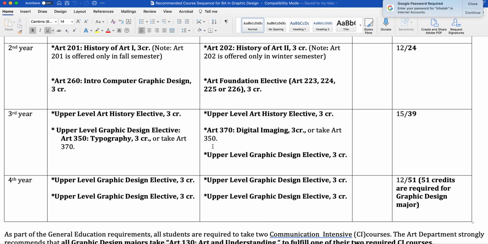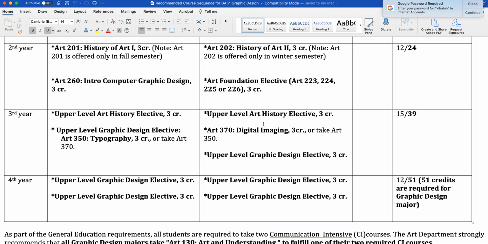Those students who came in recently, this year, last year, the 350 is a required course. You need to have this to graduate. But if you came in before that, it's 370 that's required. So one thing you have to check and see is what catalog year you came in. And we just changed it 2 years ago that the typography is required.